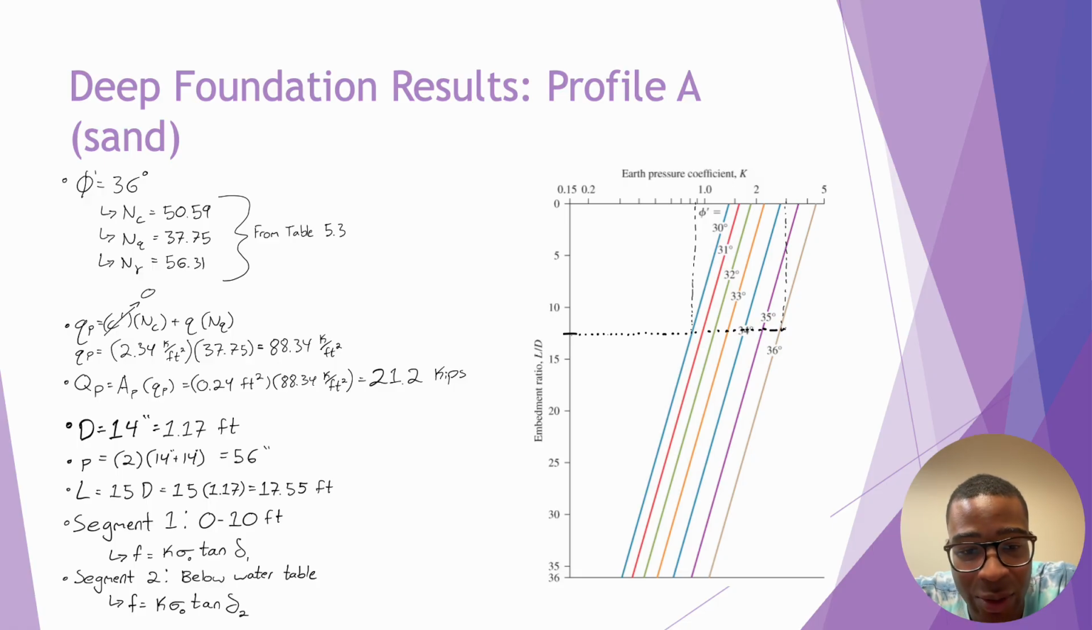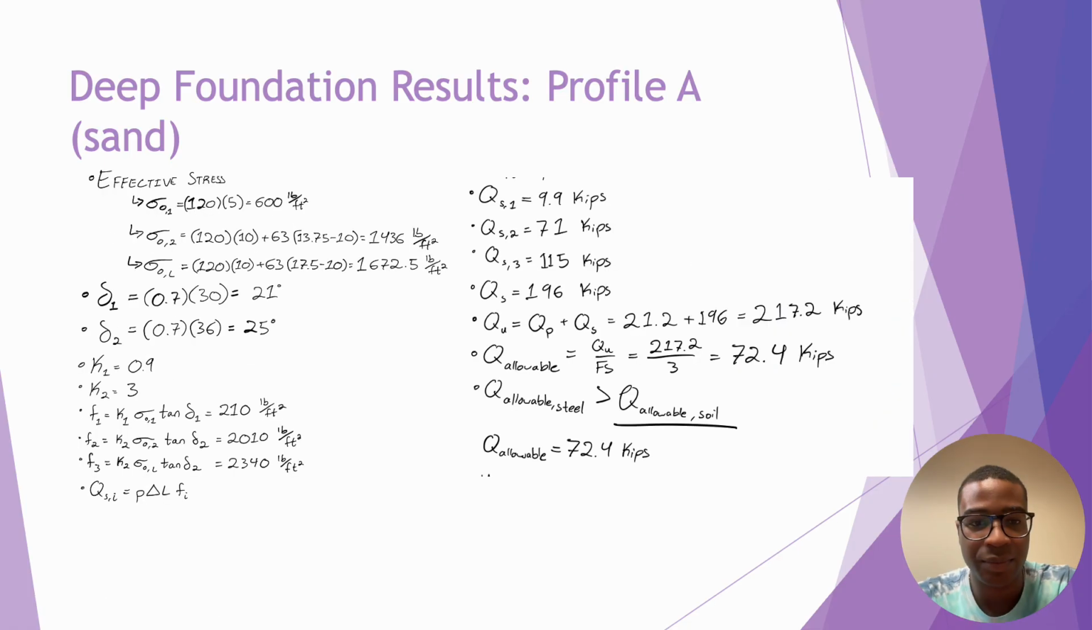And then we used f equals K times the stress times tan delta. And we use that equation for both segments of our measurements. So then we're going to use those equations. To use them, we need to get our values. So we get the effective stress in each segment. Then we use delta 1 and delta 2. And here we just use 70% of phi as a simplification. And for K1 and K2, we use the graph on the previous slide. And then we plug all those values into our f for each segment.